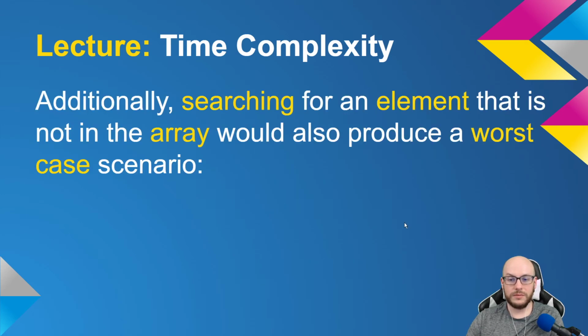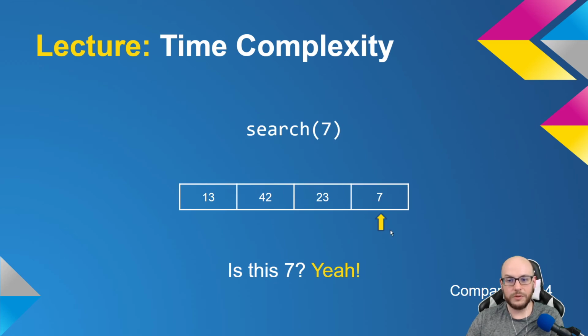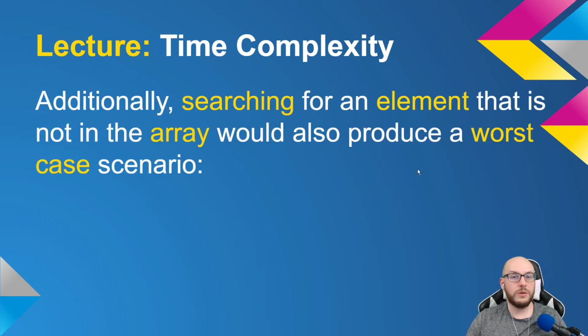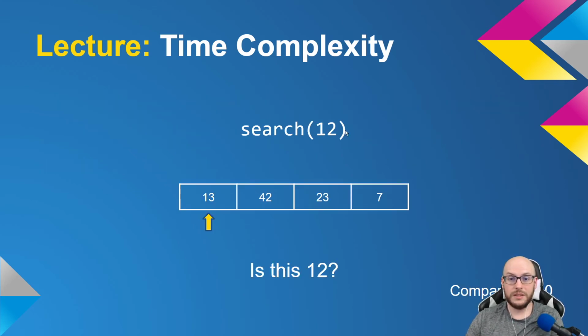Okay, now that was a worst case scenario. With linear search, there are actually multiple worst case scenarios. I want you to think for a moment what the other one is. One worst case scenario is what we saw here, where the element I was looking for was the last element. I had to look through the entire thing in order to find it. Another worst case scenario is, what if the element I'm looking for is not even in the array? Let's say that I'm searching for 12. I'm going to ask, is this 12? No. That's a comparison.